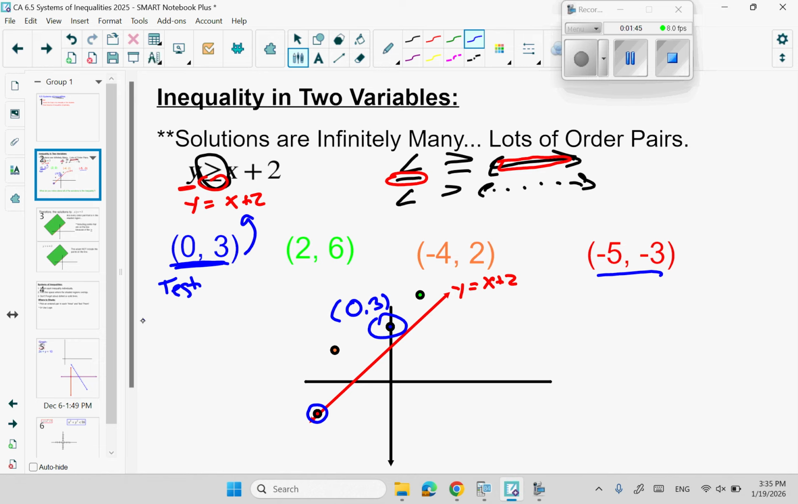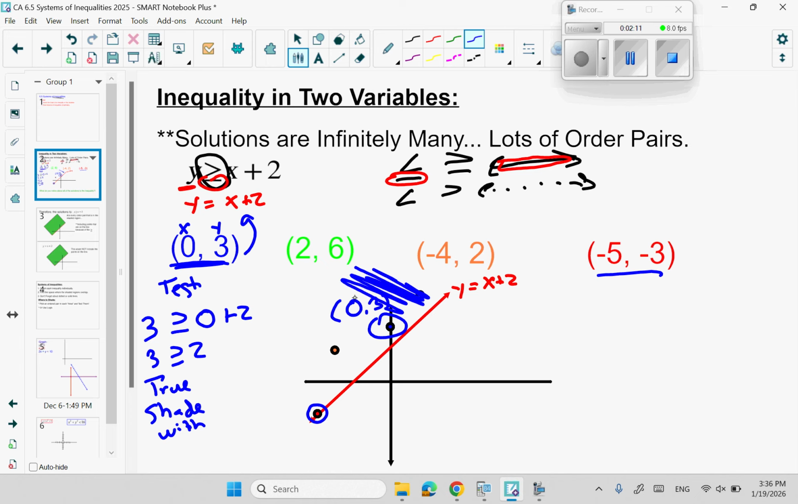If I do that, I would get 3 less than or equal to 0 plus 2, because this goes in for the x, this goes in for the y. We get 3 is greater than or equal to 2, which is a true statement. So, because it's true, I would shade with the coordinate. This coordinate is up and to the left of my line, so I would shade up here along with that coordinate.